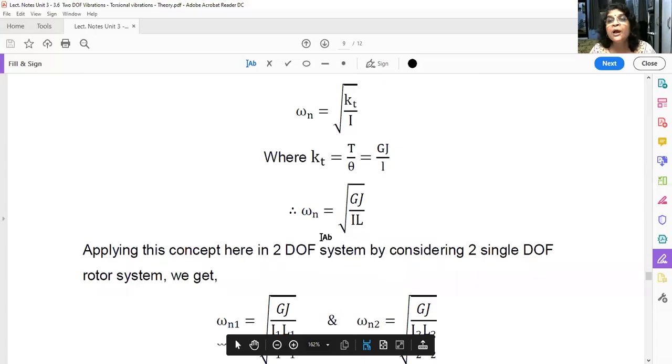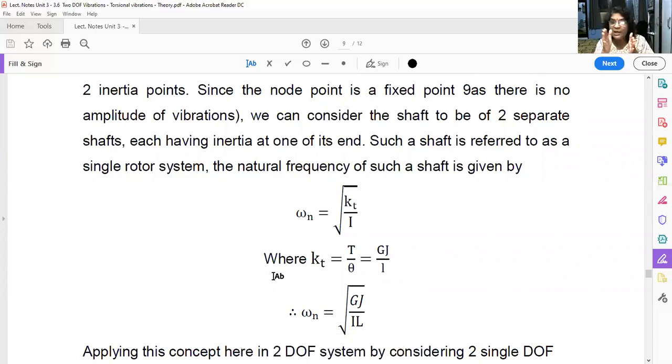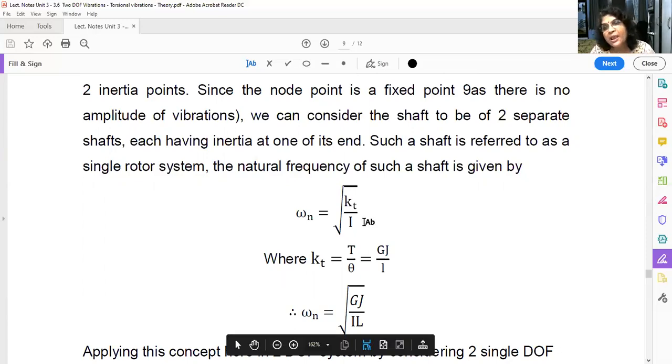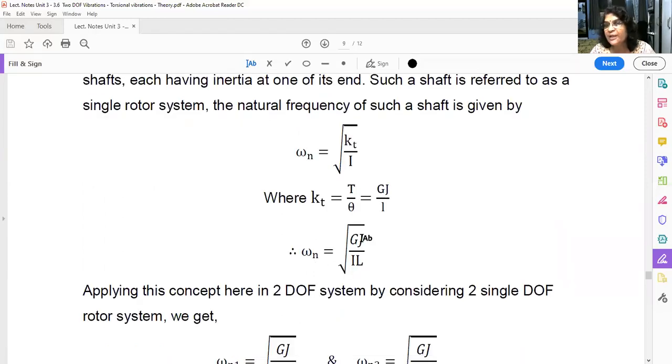So omega is equal to the square root of, as we have converted this system into single rotor systems, you know the formula to find the natural frequency of a single rotor system: square root of kt upon I. Here omega is equal to the square root of kt upon I, or you can also write it as the square root of GJ upon I L. You are familiar with this equation. You have solved so many problems in unit number 1.